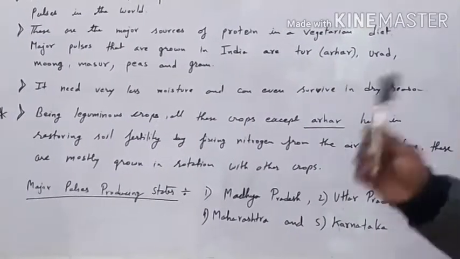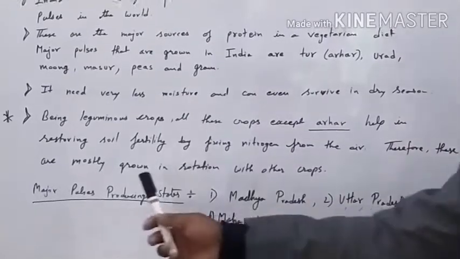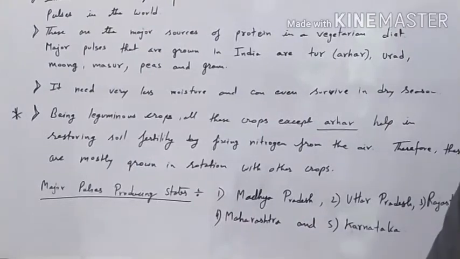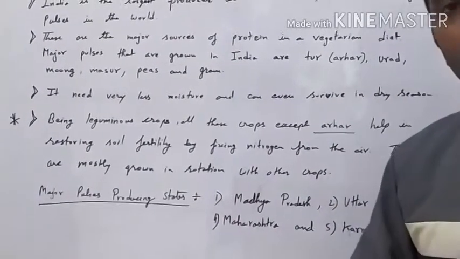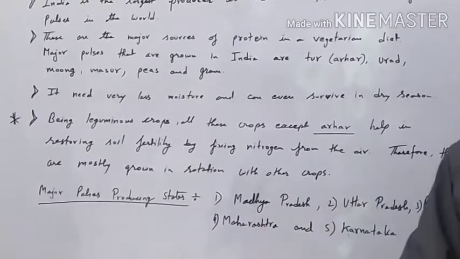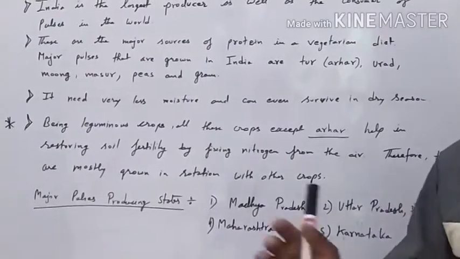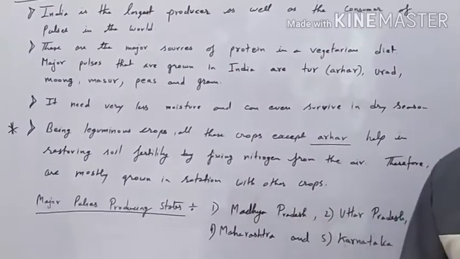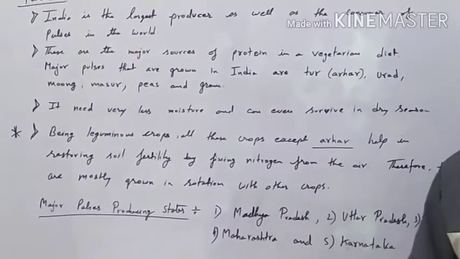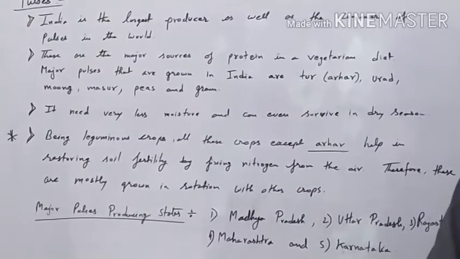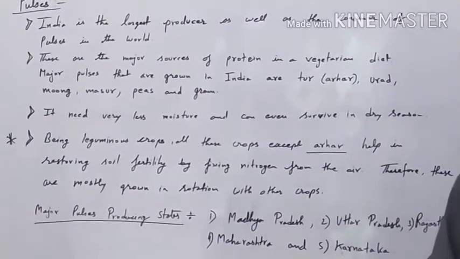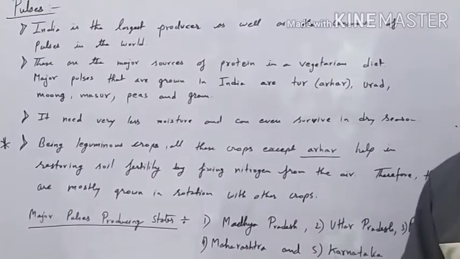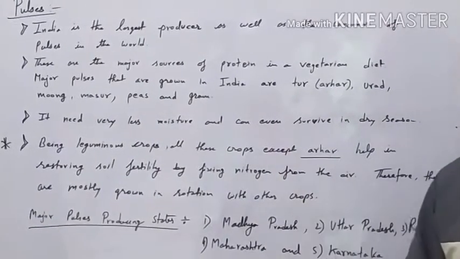Because of this reason, these crops are mostly grown in rotation with other crops. For example, take rice itself. When the rice season is finished, that means after harvesting of rice, the people can grow pulses, so that the restoration of fertility can be done. Since rice has been grown in the soil, it has already absorbed the nutrients from the soil and the fertility has decreased. So to restore that fertility, they grow pulses.